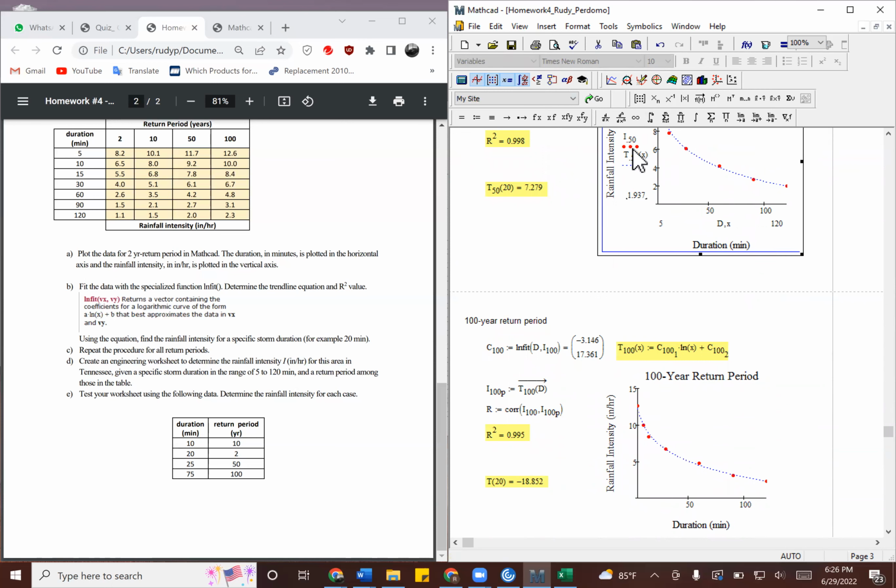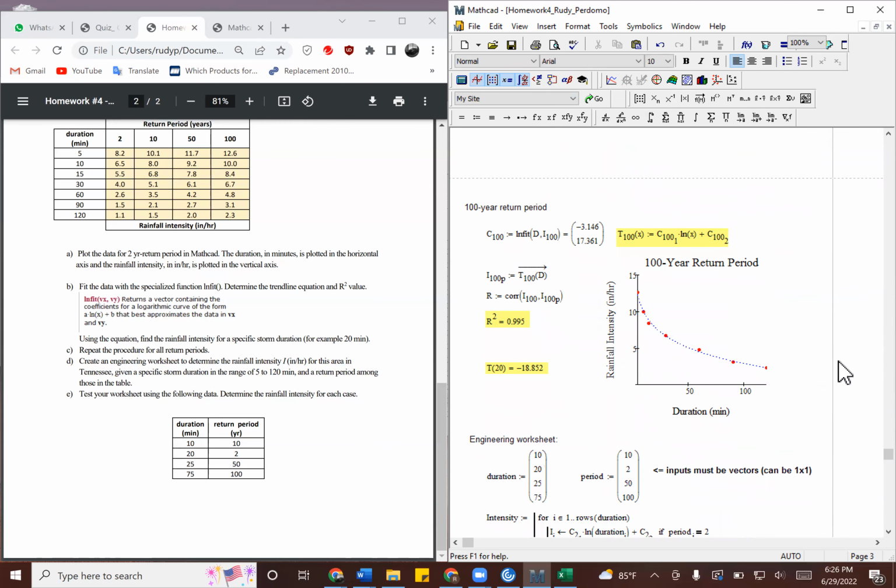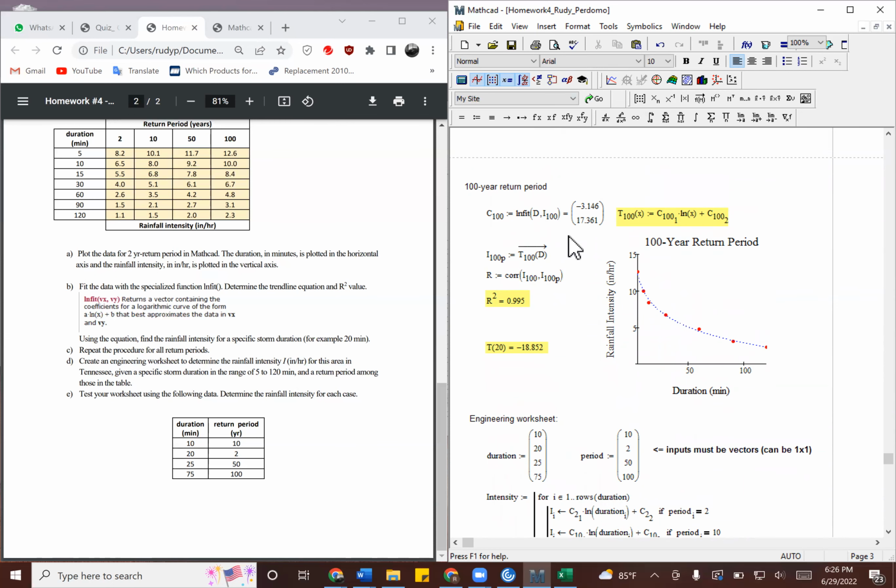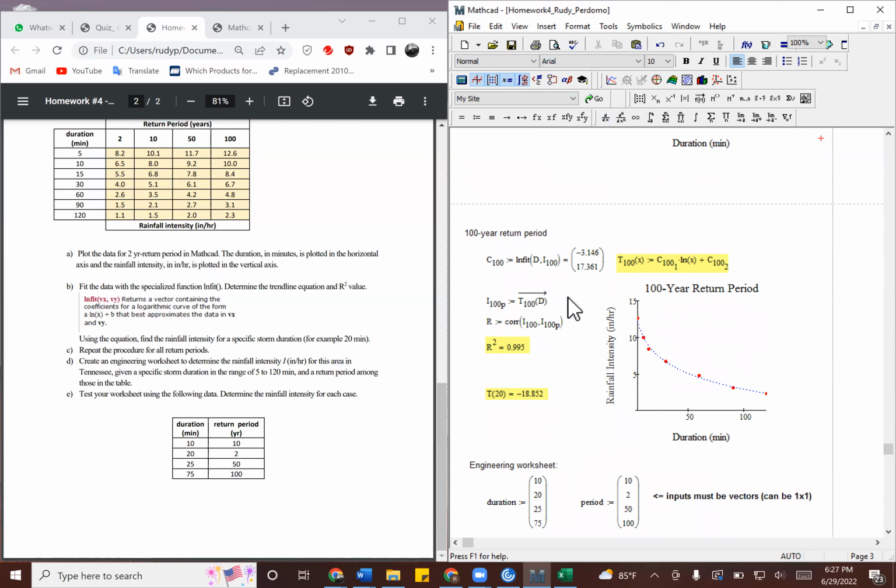T dot, instead of I dot 10 or I dot 2, you change it to I dot 50, T dot 50, and this stick can stay the same. And just do that 3 more times after the second one, after the 2-year one.